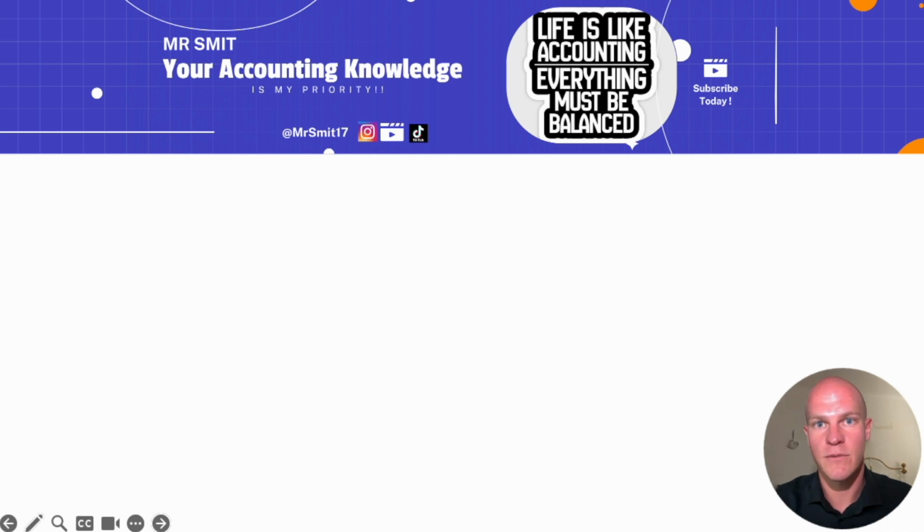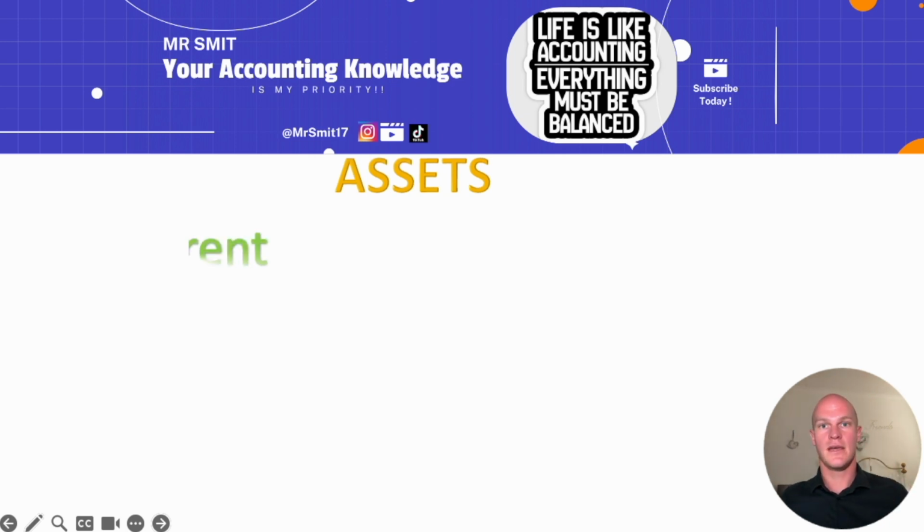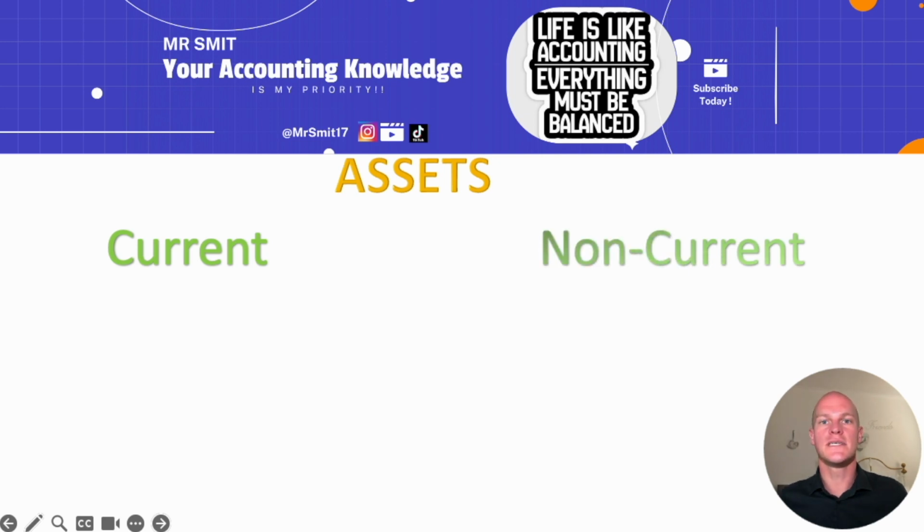First of the nitty-gritty stuff that we're going to be diving into is assets. Assets can be classified into two parts, current and non-current. But what is the difference? The difference simply is current assets have a useful life or can last for less than a year. That is a current asset, so you can use it within this current year. A non-current asset is an asset that has a useful life or lasts longer than 1 year.